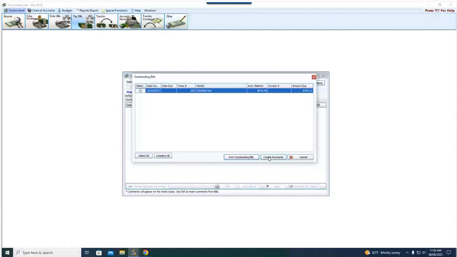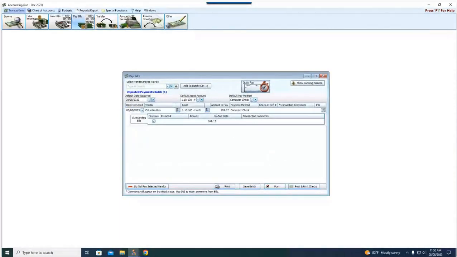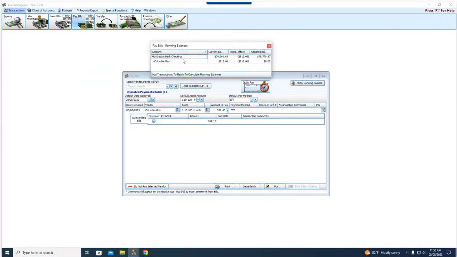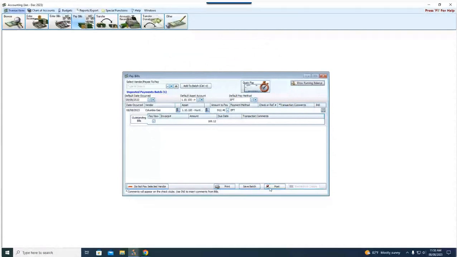balance, okay? So we're going to click create payment. But what I'm going to do is edit this amount to pay to be for my $912.46. And I want to make it just an EFT transaction. Okay, I'm basically saying I took money out, that I paid money out to this vendor, that I didn't. And again, I like doing show running balance because it verifies now that Columbia Gas adjusted balance to the right is now 0. Okay. But I'm also clearing that invoice from 2012 by checking the Pay Now box. Okay. So now I'm going to go ahead and post that.